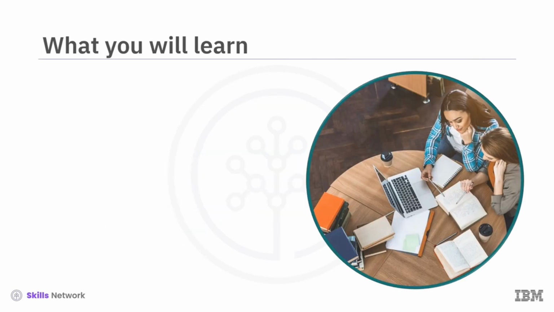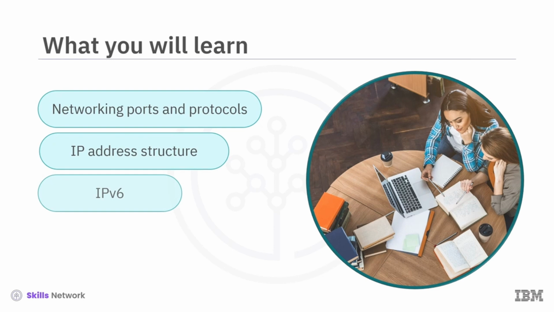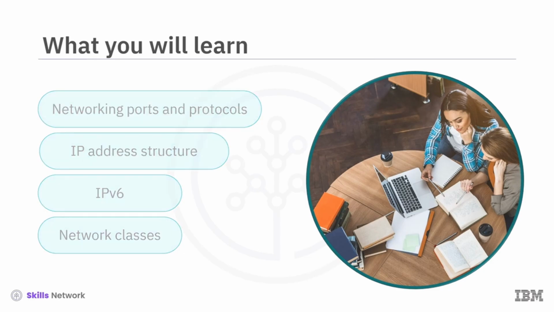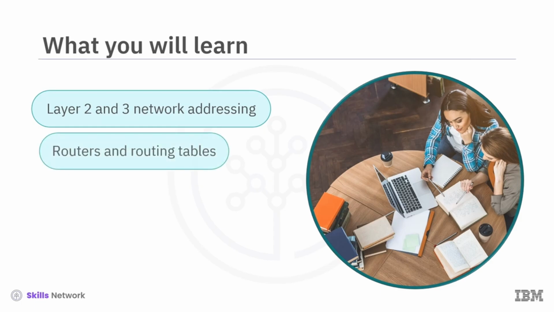In this course, you'll learn about networking ports and protocols through videos and labs. You'll learn about the IP address structure, including IPv6 addresses and network classes. You'll gain fundamental knowledge of network routing concepts and practices, learn about the relevant differences between Layer 2 and 3 network addressing, and gain the knowledge needed to explain and work with routers and routing tables functions and configurations.